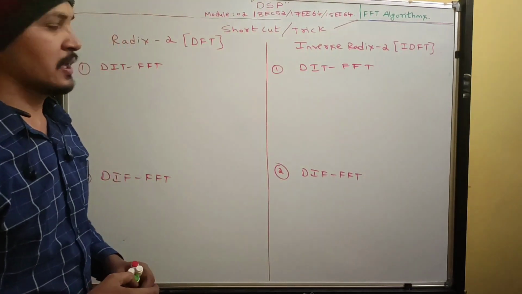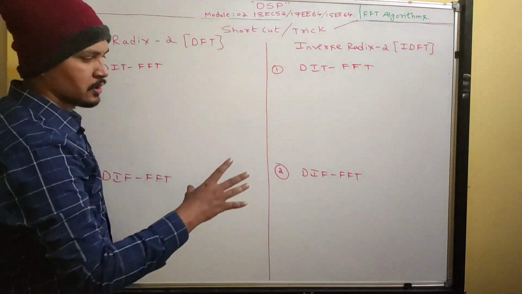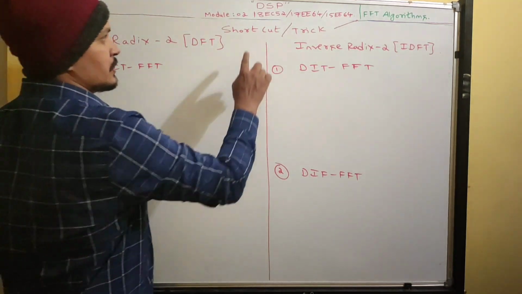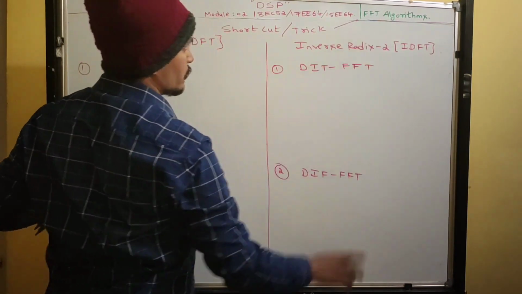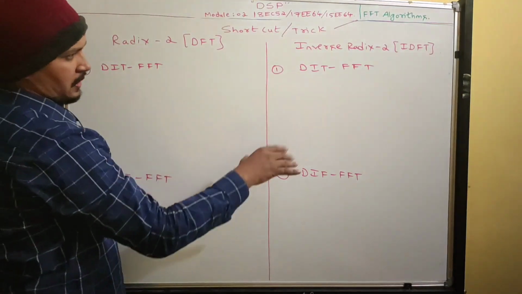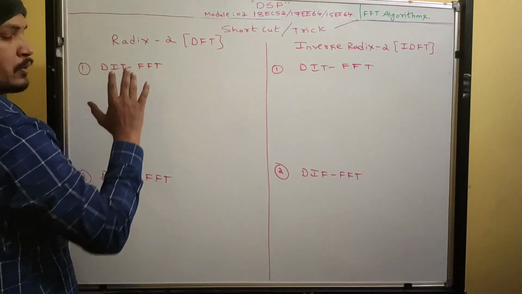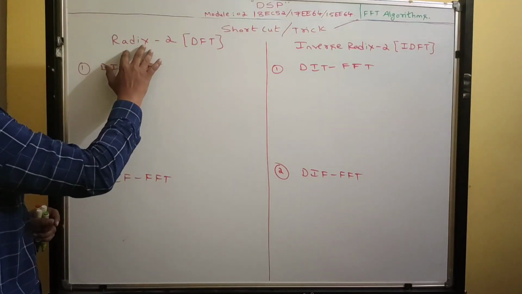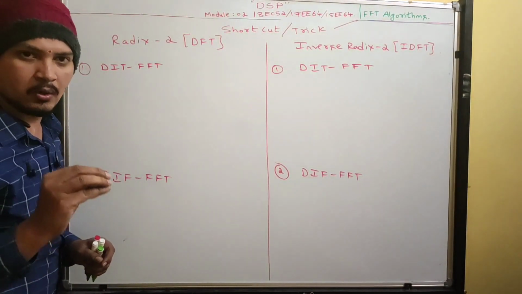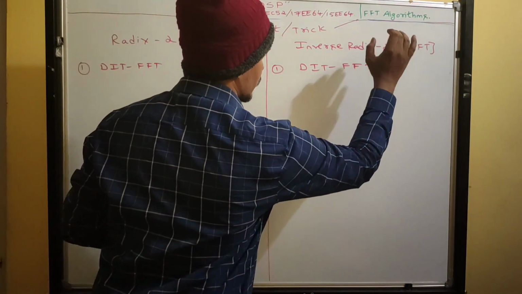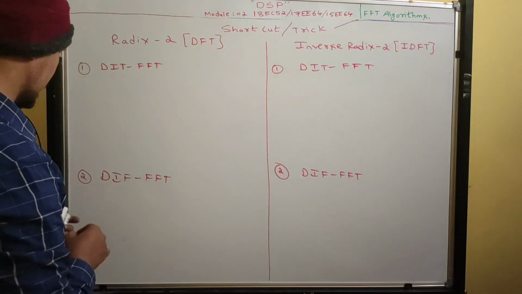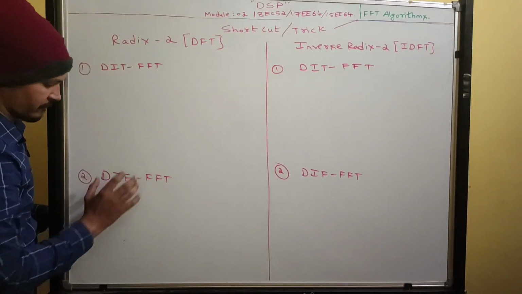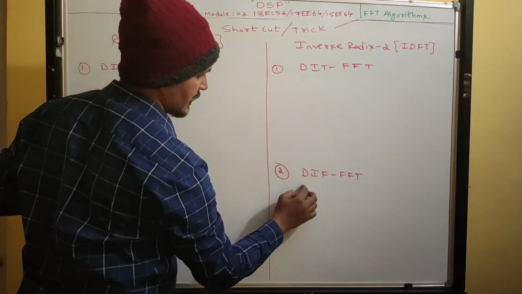Okay, guys, next I am going to teach how to remember all the 4 diagrams in the simplest way. That is called a shortcut or trick for writing the signal flow graph for FFT algorithms. We have 2 algorithms, radix 2 and inverse radix 2. Radix 2 is used to compute DFT only. Inverse radix 2 is used to compute IDFT only. So in radix 2 DFT, we have 2 methods, DIT FFT and DIF FFT.